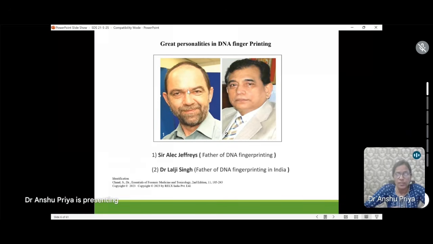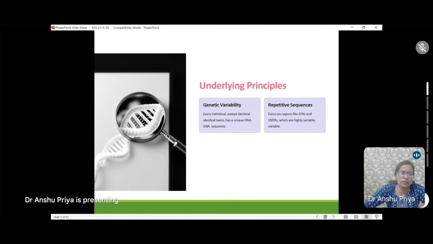Alec Jeffreys is the father of DNA fingerprinting. So what are the principles? What are we looking at in DNA fingerprinting? In DNA fingerprinting, we are looking at the repetitive DNA sequences present at the STR locus and the VNTR. Due to such variability, each individual is unique from one another. So we can say that the repetitive DNA sequence leads to genetic variability.